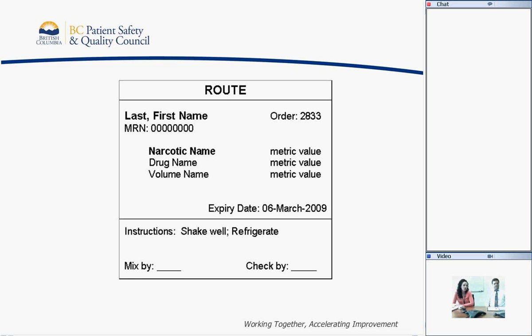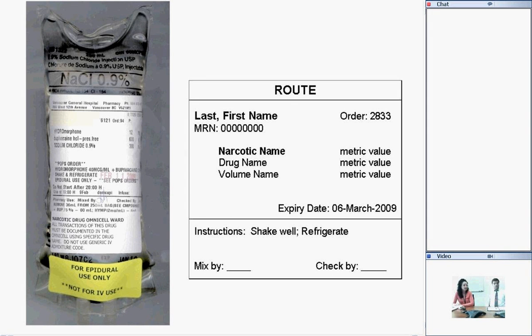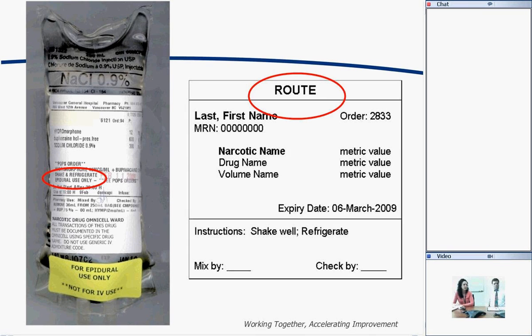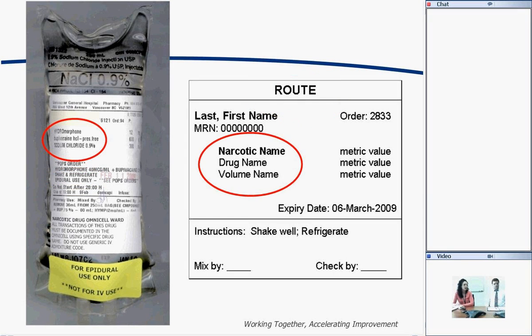Having route up at the top was the most important. The next bit of information that was important was the patient's name, and then medication information in upper and lowercase lettering, but using tall-man lettering if necessary, as well as emphasizing the narcotic up at the top if it was present. Here we have a comparison between those two labels that I was explaining. Here we have the route, like I was mentioning, and then the narcotic name.